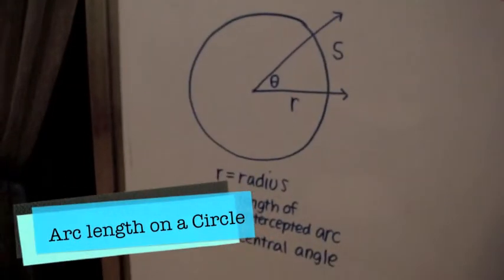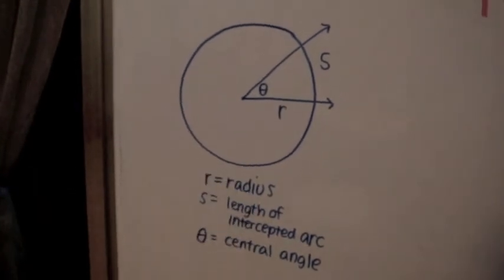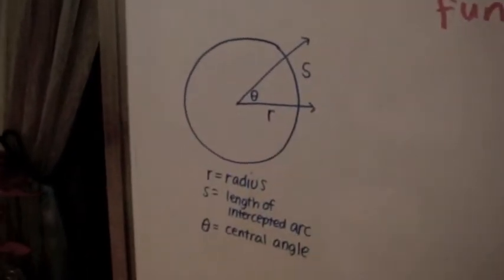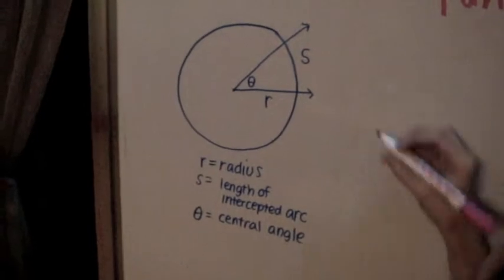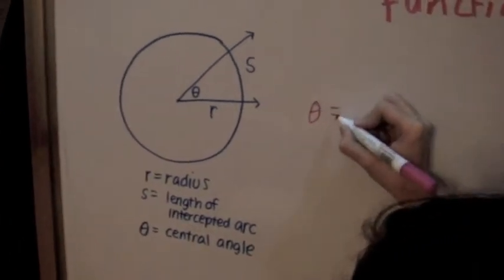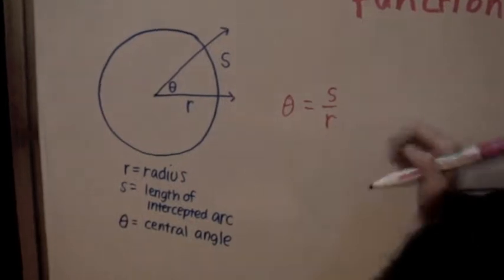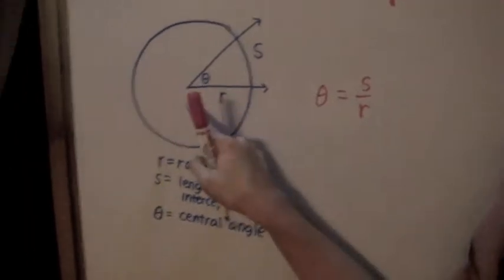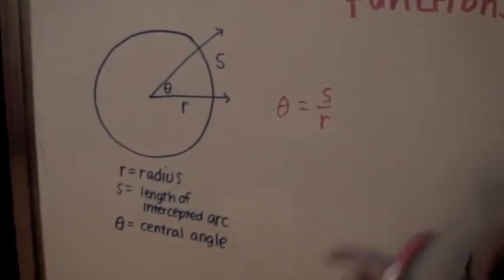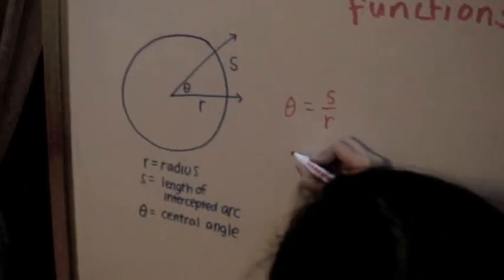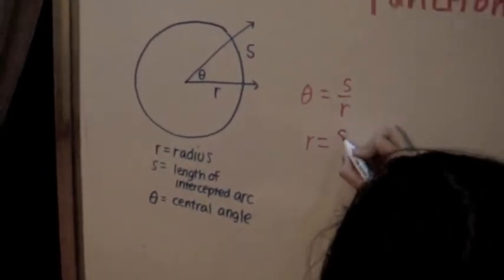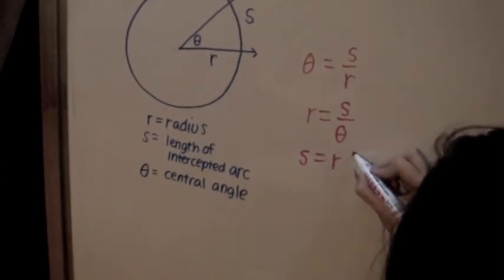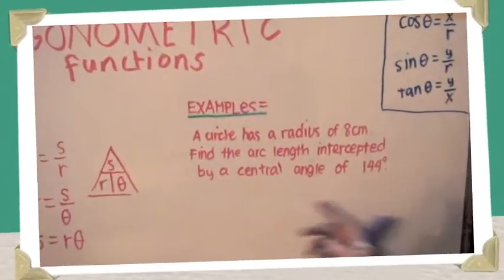1 radian measure is the measure of a central angle of a circle intersecting an arc whose length is equal to the radius of the circle. So the radian measure of a central angle can be measured by dividing S over R, where S is equal to the length of the intersected arc, while R is the radius. So this formula can also be written as R is equal to S over theta, and S is equal to R times theta.